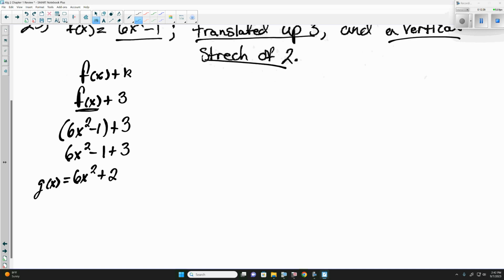Now the next part is a vertical stretch of 2. So our normal setup is a times f of x, or here we're going to say a times g of x, because we're applying it to the function g of x, not our original f of x. Now the value of a in this case is 2, times g of x.